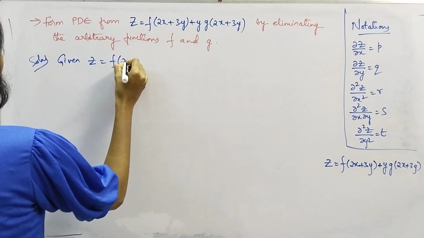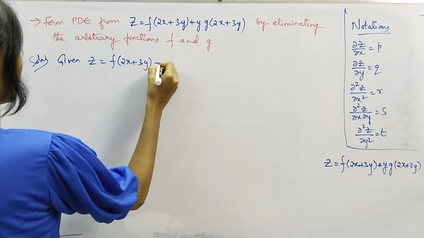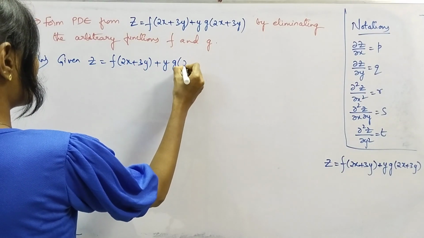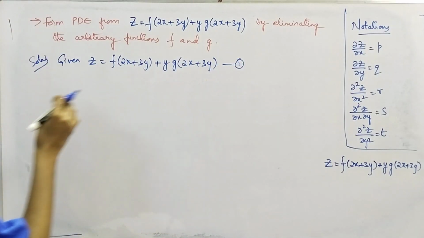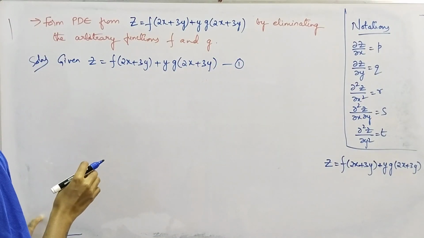z equal to f of 2x plus 3y plus y into g of 2x plus 3y, right? Consider this as equation number 1. Now let's partially differentiate it with respect to x.